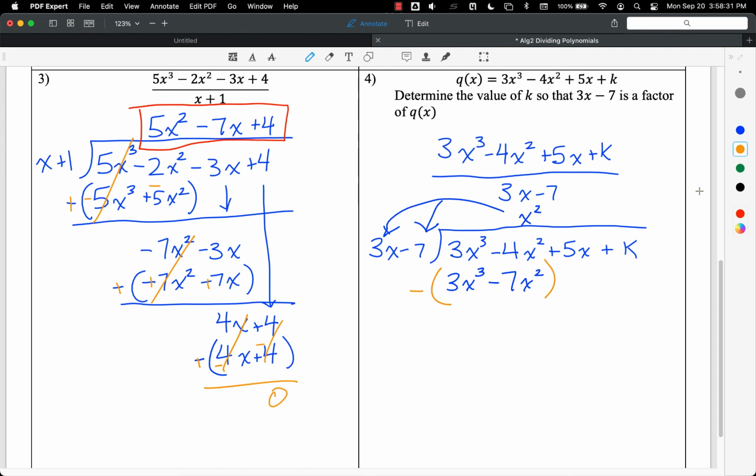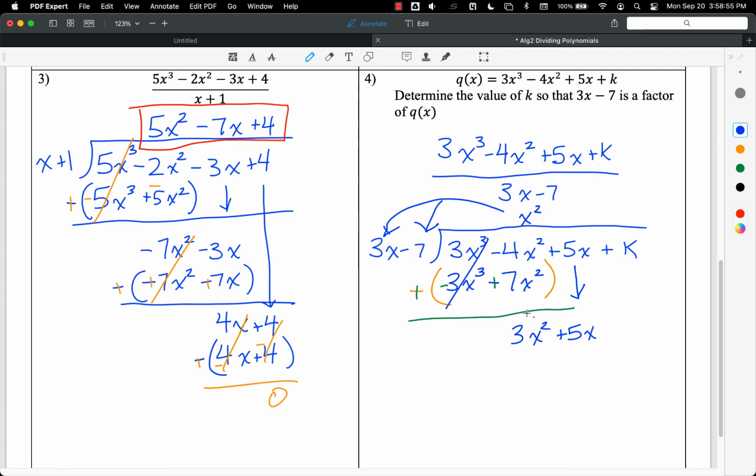If I subtract it, I'm really distributing the negative, and the negative becomes positive. That becomes a negative. That becomes a positive. And go ahead and add slash subtract straight down. When we do 3x cubed minus 3x cubed, those are gone. Negative 4x squared plus 7x is a 3x squared. So far, so good. We did eliminate that first term. Bring down the 5x plus 5x.